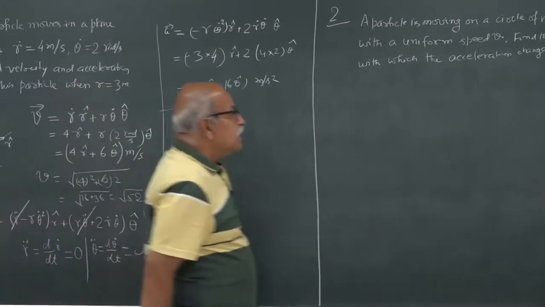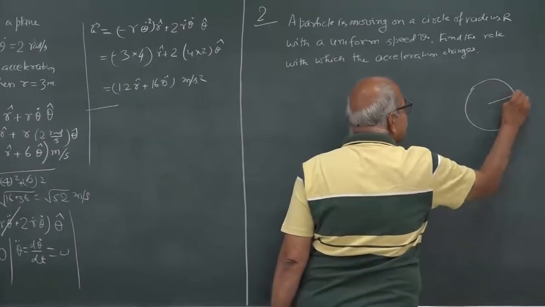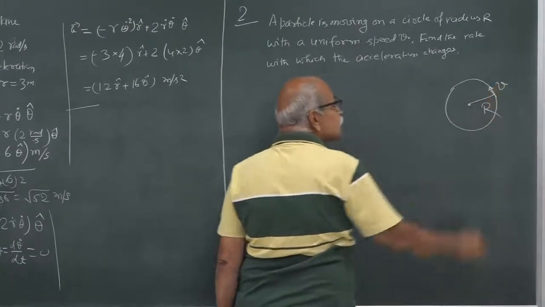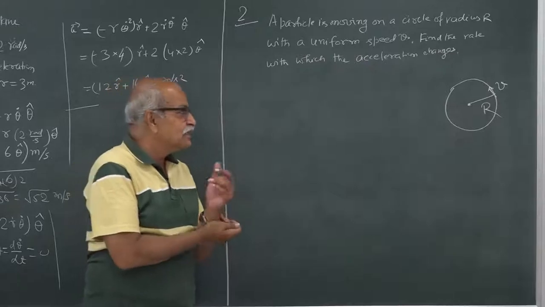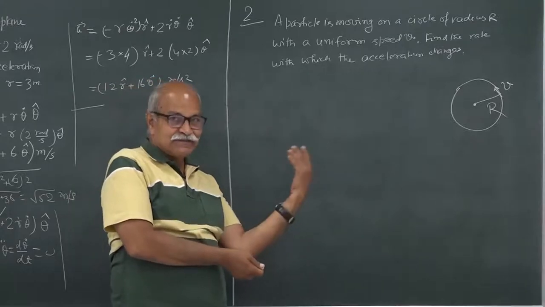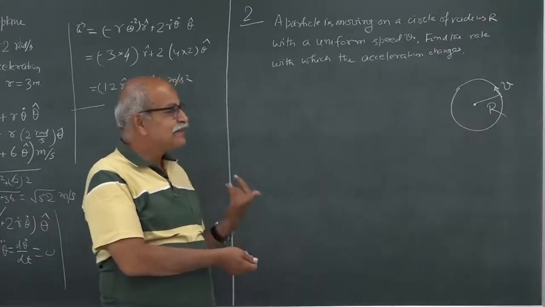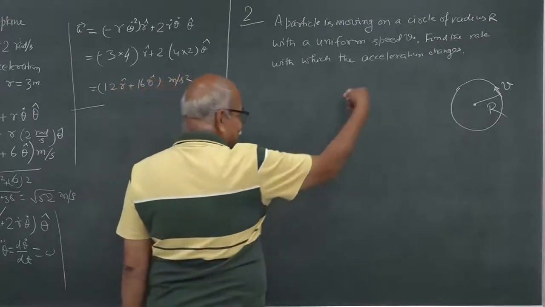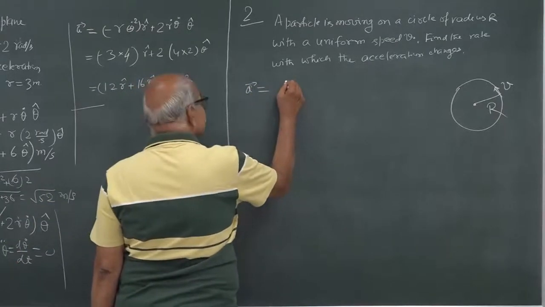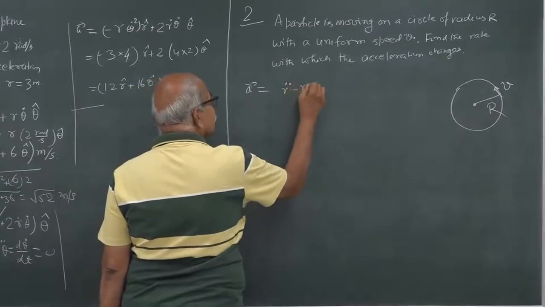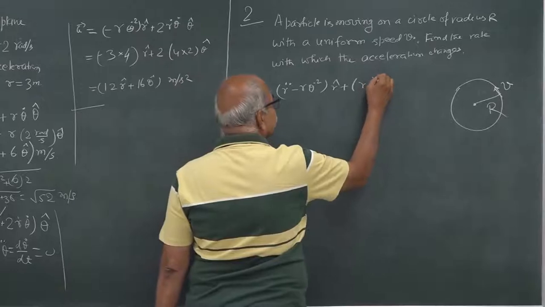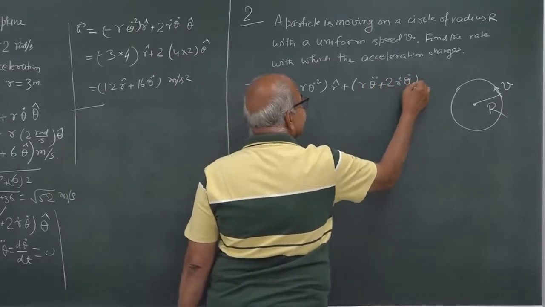So a particle moves on a circle of radius capital R and with a constant speed v, uniform circular motion. You have done it in standard 11, and you know what is the acceleration. The acceleration is towards the center and is minus v square by r. You can also write from here, the acceleration is (r double dot minus r theta dot square) in r cap direction, and (r theta double dot plus 2 times r dot theta dot) in theta cap direction.